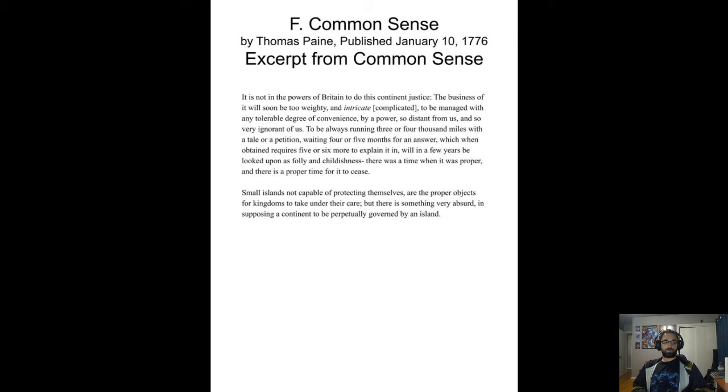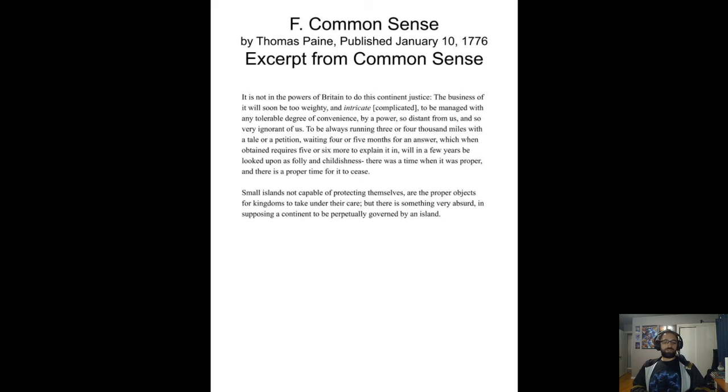The business of it will soon be too weighty and intricate, or complicated, to be managed with any tolerable degree of convenience by a power so distant from us and so very ignorant of us. To be always running 3,000 or 4,000 miles with a tale or a petition, waiting 4 or 5 months for an answer, which when obtained requires 5 or 6 more to explain it in, will in a few years be looked upon as folly and childishness. There was a time when it was proper, and there is a proper time for it to cease.